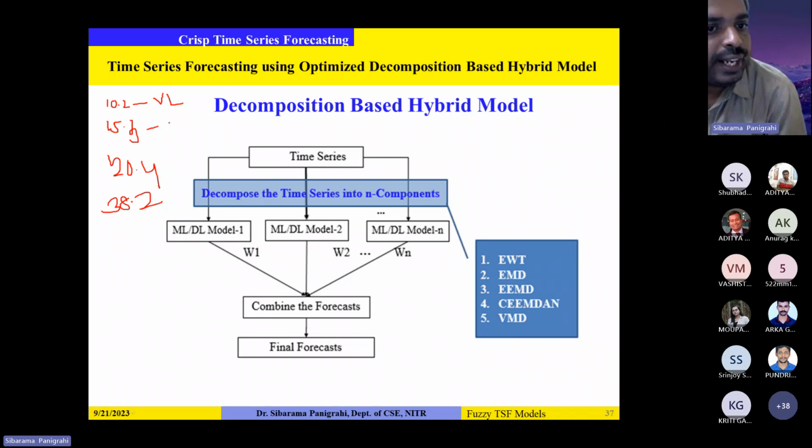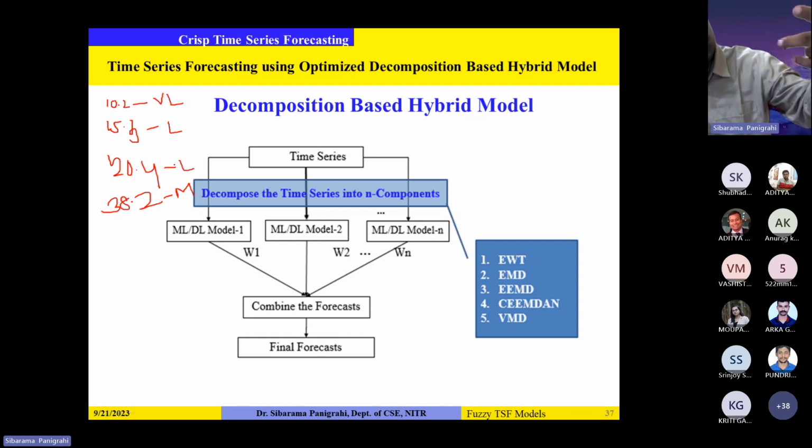15 degree to 20 degree, 25 degree is low. So you can name it as low temperature. 25 to 35 is medium. So you can name it as medium temperature, right? So you can define different sets, okay? Different sets for each interval.